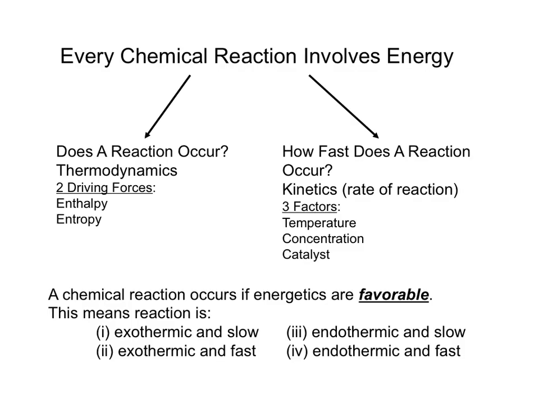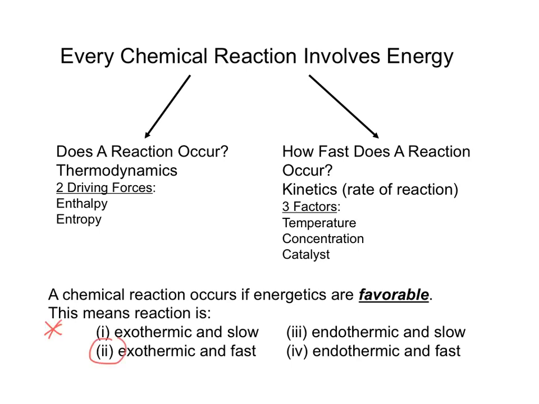When we say that every chemical reaction involves energy, what we mean is: does a reaction occur, and how fast does a reaction occur? Does a reaction occur involves thermodynamics. How fast does a reaction occur involves reaction rates or kinetics. So a reaction occurs if the energetics are favorable.